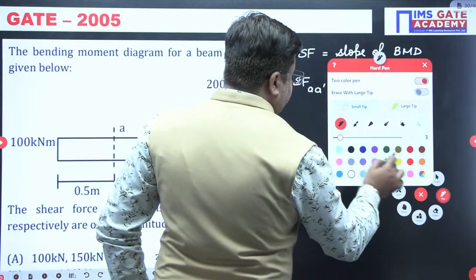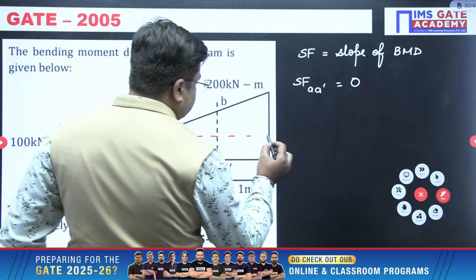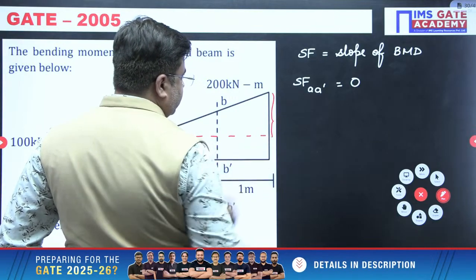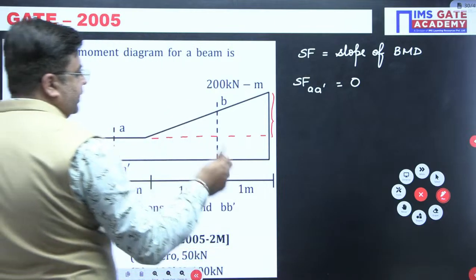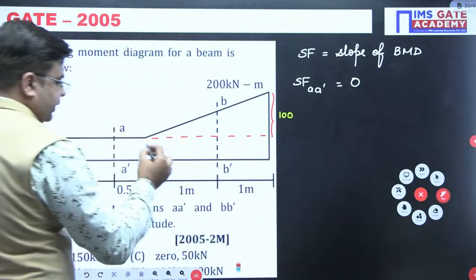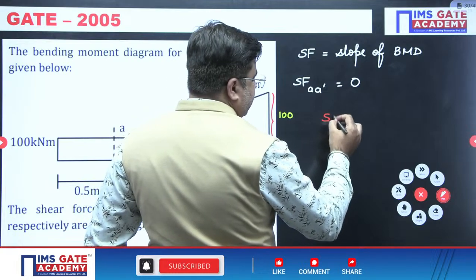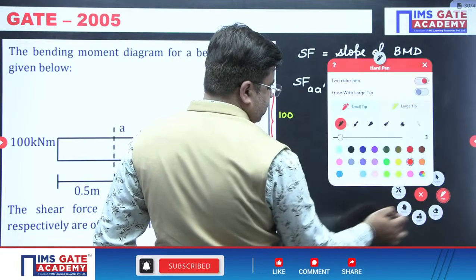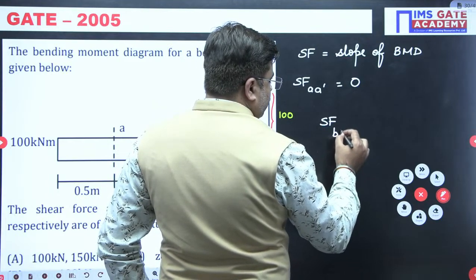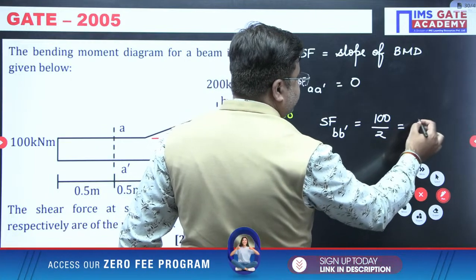For calculating the slope, let me draw one line like this. From here to here, this value will be 200 minus 100, so 100. And this here is 2 meter. So the slope at BB dash, that is equal to the shear force at BB dash, is equal to 100 by 2, and the answer is 50.